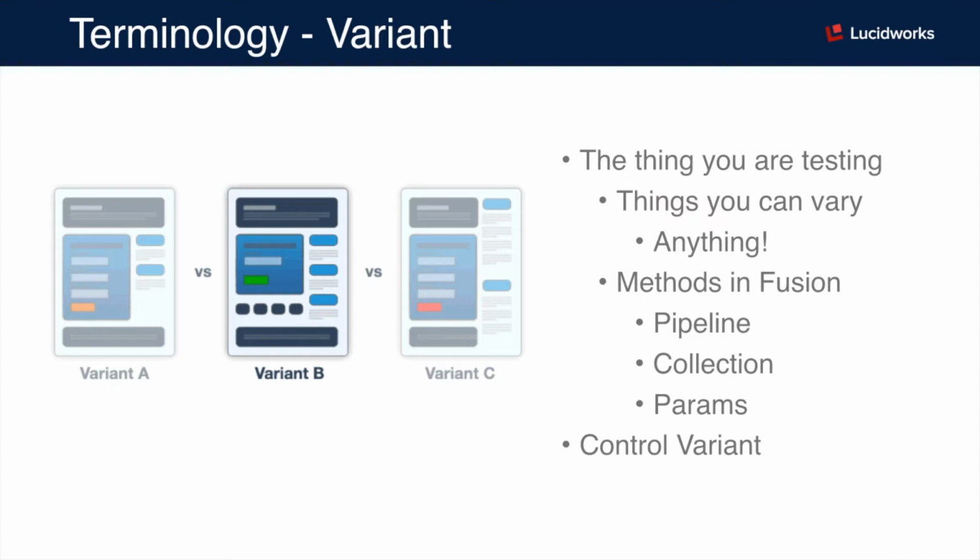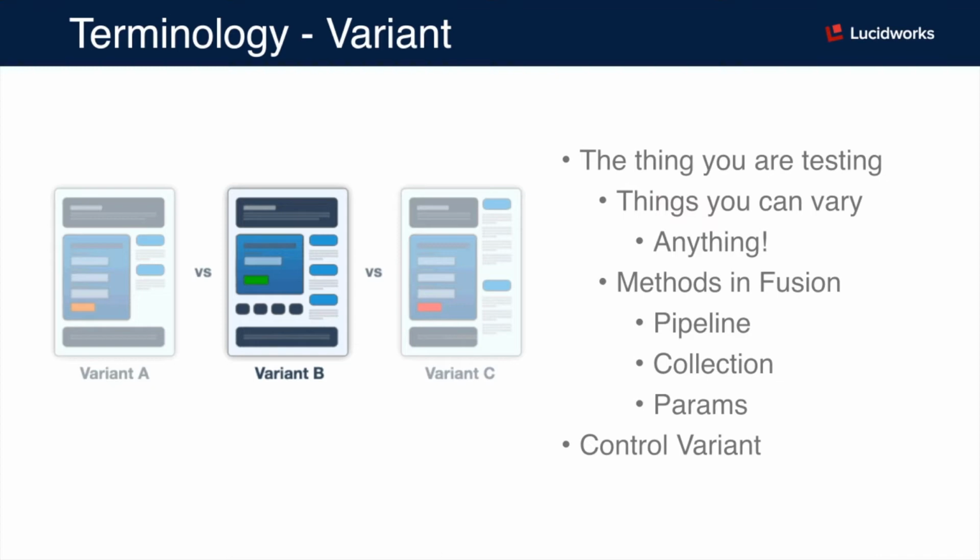You would then deploy an experiment to see which of those two performs better according to some metric. In Fusion, we let you vary three things in setup. Pipeline, an example of varying a pipeline would be just what I just described with the recommendations.